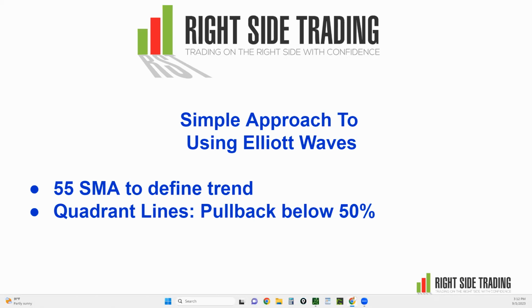And then you can also see here with the SMA that I'm using, it's a Fibonacci number. 55 is a Fibonacci number. So I use a 55. Most people use a 50. I use the 55 just to help me with the Fibonacci numbers as well.